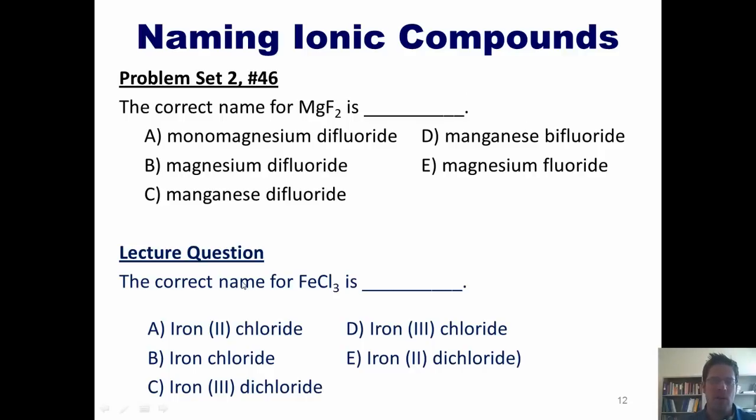The correct name for FeCl3 is what? Now we're first of all going to look at Fe and ask ourselves, is this element in the D block? Now you'll note by looking at your periodic table that indeed it is. Now because this element, Fe, is in the D block, we have to put Roman numerals next to its name to indicate what its charge is. Now what is the name of Fe? That element is iron. So to start this element's name out, we're going to say iron.